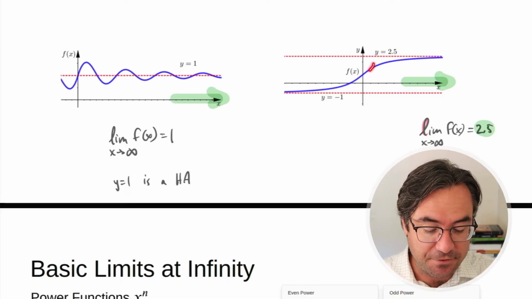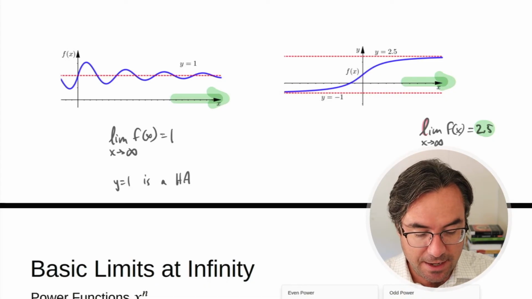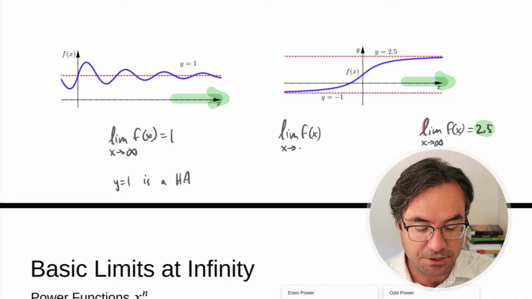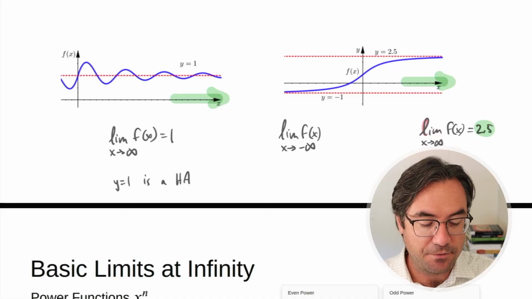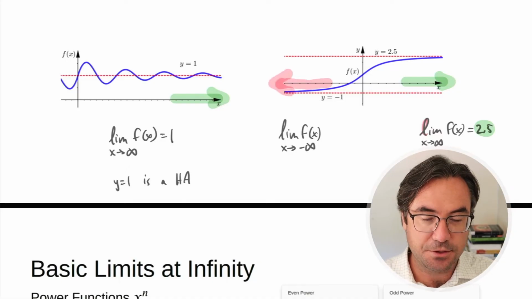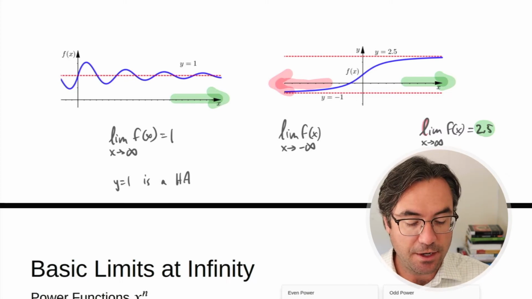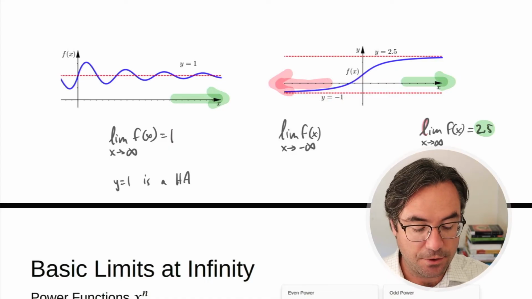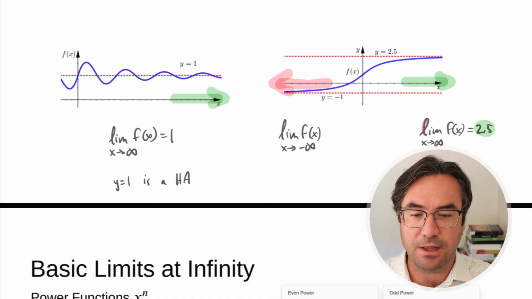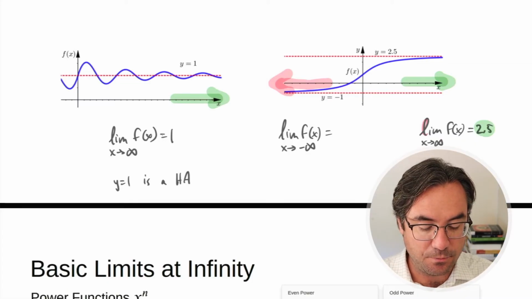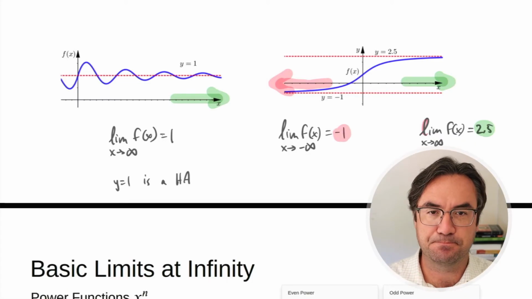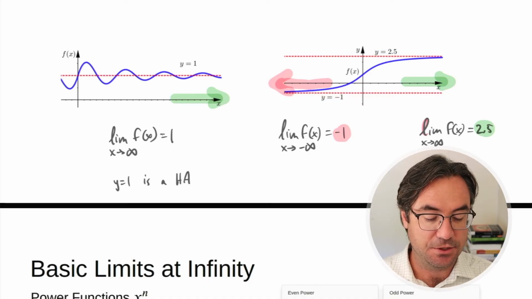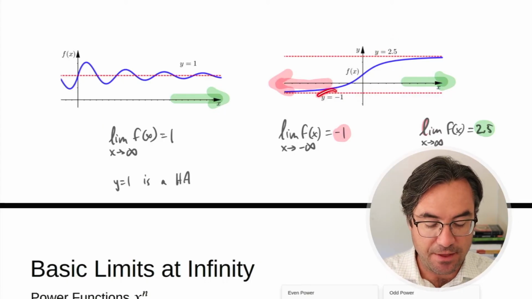But in any case, this graph does have more information, and here we can say the left end behavior as x approaches minus infinity: as we move further and further to the left, the height of our function is getting closer and closer to -1. The graph of our function is getting closer to that horizontal line. So the left end limit would be -1 in this case. And this function has two horizontal asymptotes: y equals 2.5, and y equals -1.